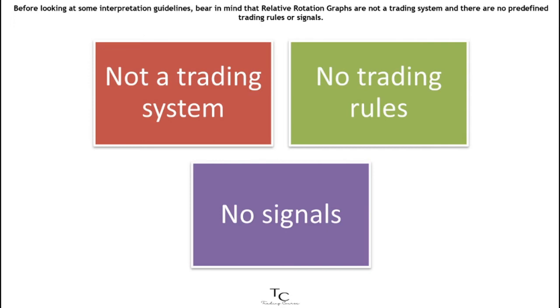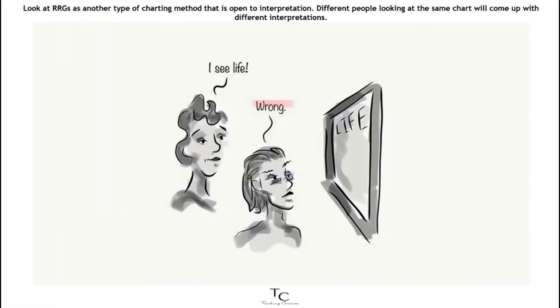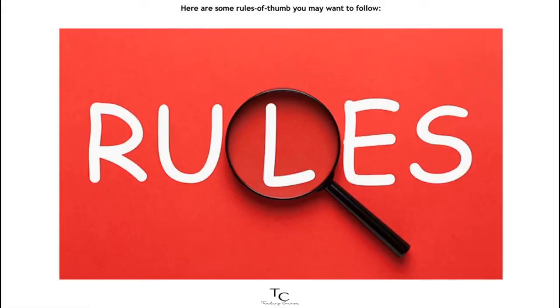Before looking at some interpretation guidelines, bear in mind that relative rotation graphs are not a trading system and there are no predefined trading rules or signals. Look at RRGs as another type of charting method that is open to interpretation. Different people looking at the same chart will come up with different interpretations. Here are some rules of thumb you may want to follow.